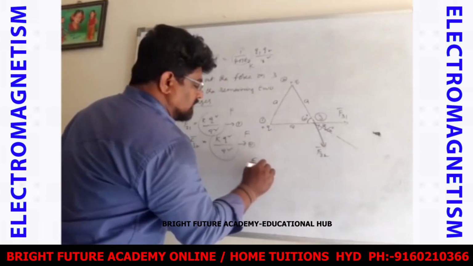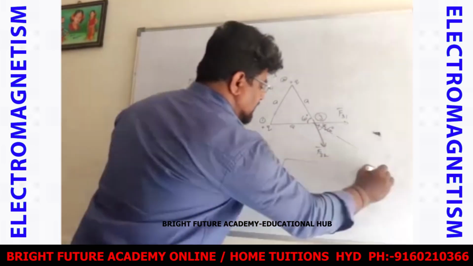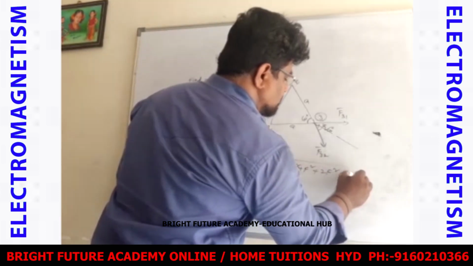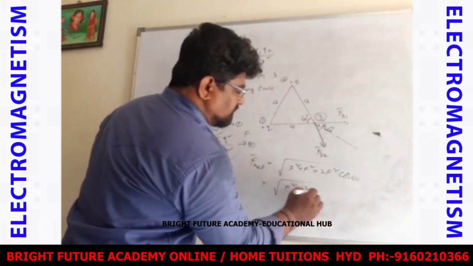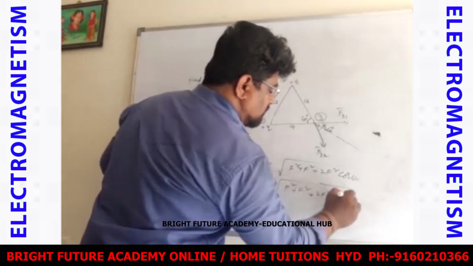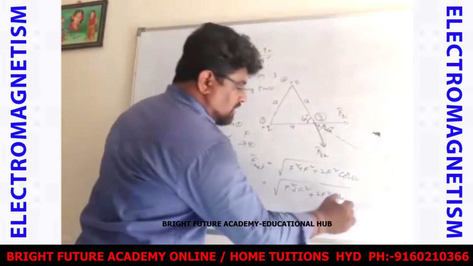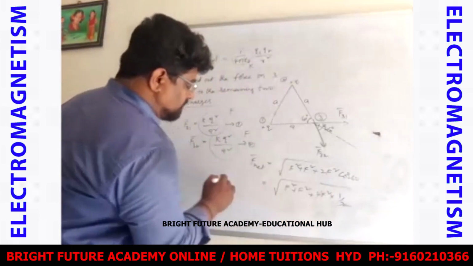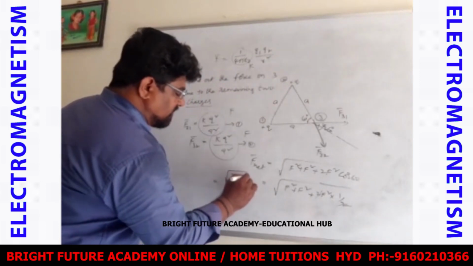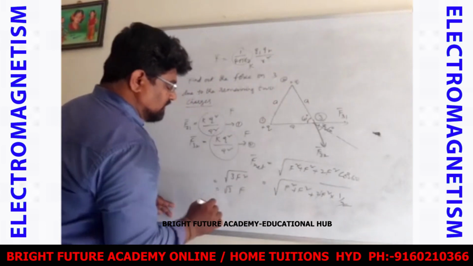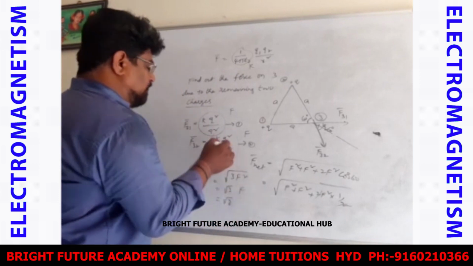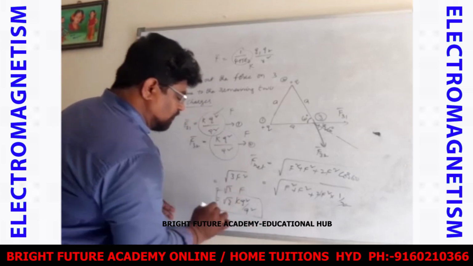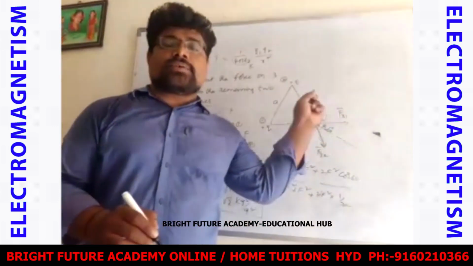Then the resultant or net force can be written as root over F square plus F square plus 2F square cos 60. We know the value of cos 60 degrees is 1 by 2. The 2 gets cancelled. What remains is F square plus F square plus F square, which is root over 3F square, means root 3 into F. What is the value of F? KQ square by A square. So this is the net force on any one charge due to the remaining two.